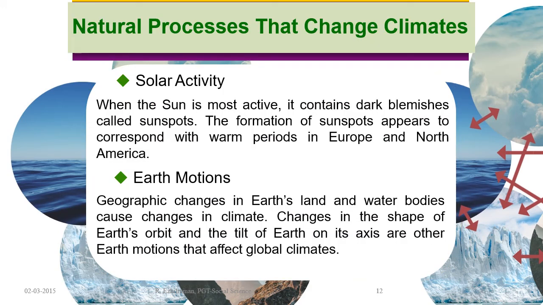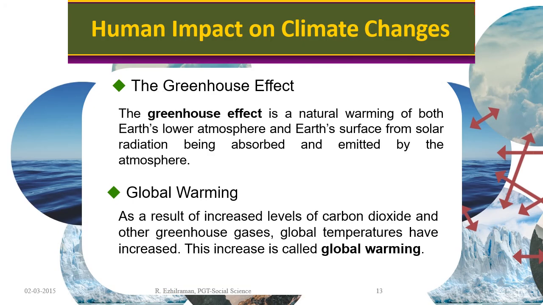Natural processes like solar activity and motions of the earth also affect the climate. Human impact also has a major effect on climatic changes. Like the greenhouse effect, which is a natural warming of both the Earth's lower atmosphere and the Earth's surface from solar radiation being absorbed and emitted by the atmosphere.